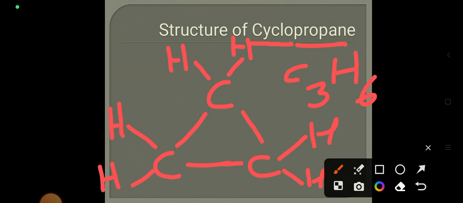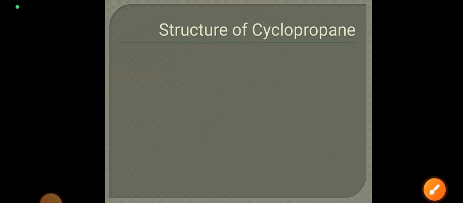Similarly, next let us learn how to write the structure of cyclobutane. Usually in the 10th grade exam, they can ask you to write a structure, and they can also ask you to write the electron dot structure. I will be teaching the electron dot structure in the next video. Today we'll just learn to write the structure of some of the cyclic compounds.